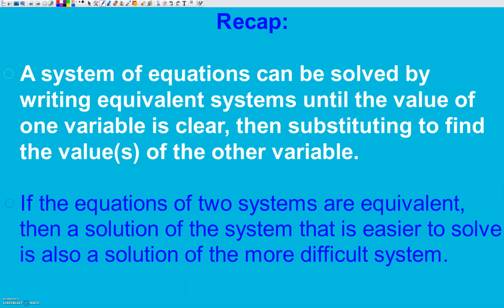Quick recap here for section 3.2. A system of equations can be solved by writing equivalent systems until the value of one variable is clear, then substituting to find the value or values of the other variable. If the equations in two systems are equivalent, then a solution of the system that is easier to solve is also a solution of the more difficult system. And that's all I have for section 3.2.